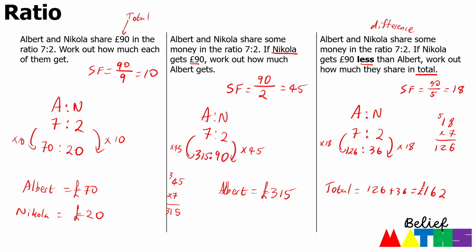So again, the key here is not about the £90 or the ratio, it's what is the relationship between the £90 and the ratio. In the first case it was the total, in the second case it was one person's share, in the third case it was the difference because of that word less, but equally the word more could have been used.